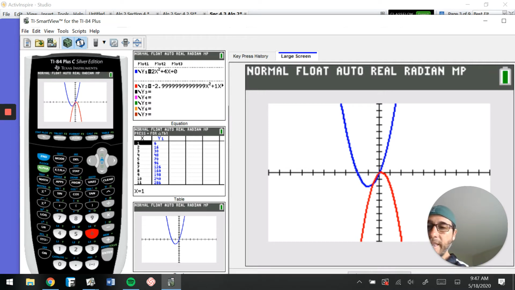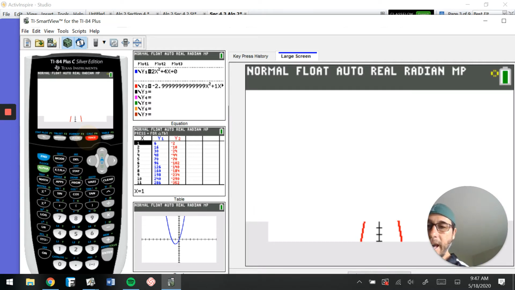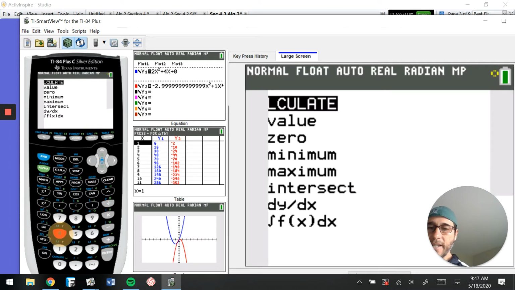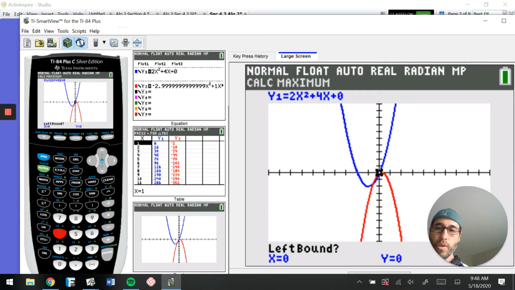So if I wanted to find that maximum, I'd hit second calc. I would choose a maximum value. Ooh, that's on the blue graph. See how I get up, down? Up, blue. That's the blue graph. It actually says it up there. Boom, I want the red graph though.